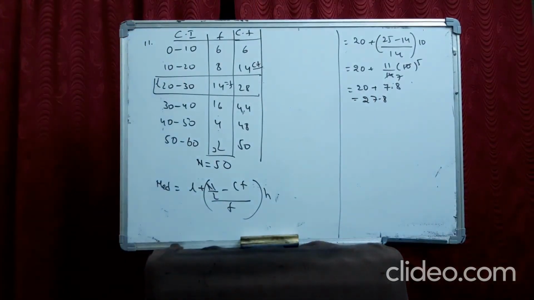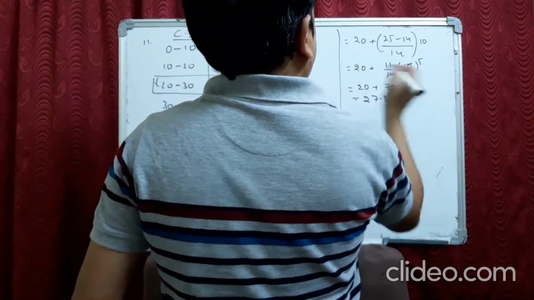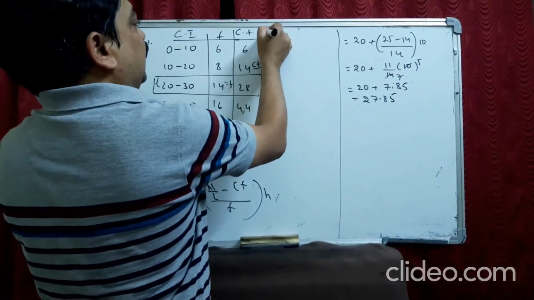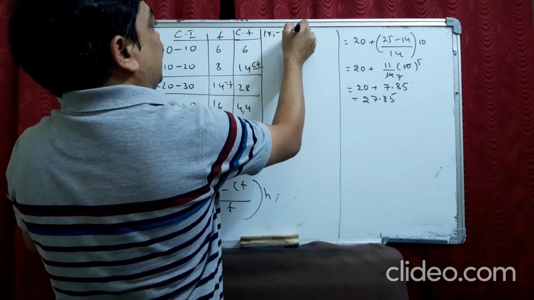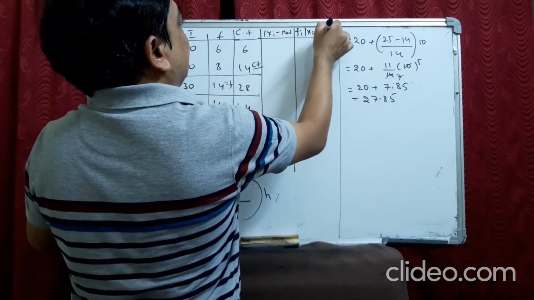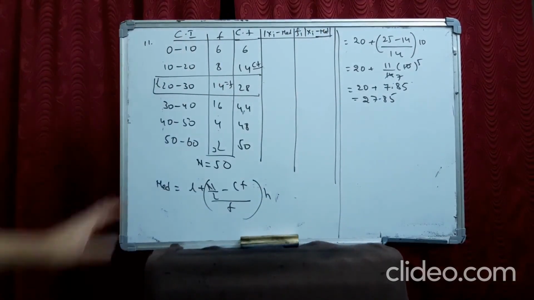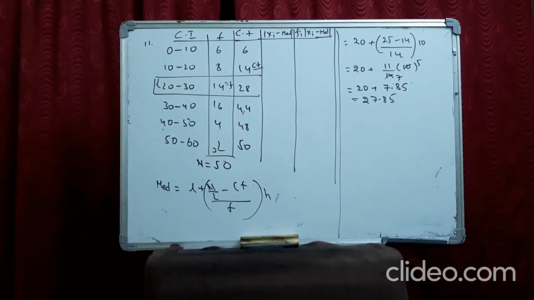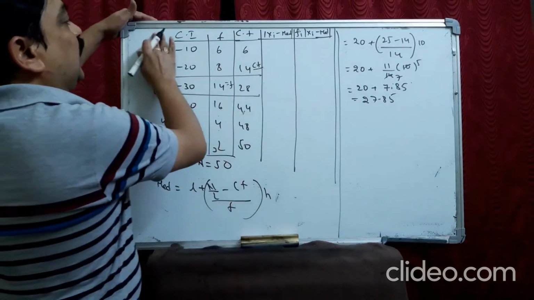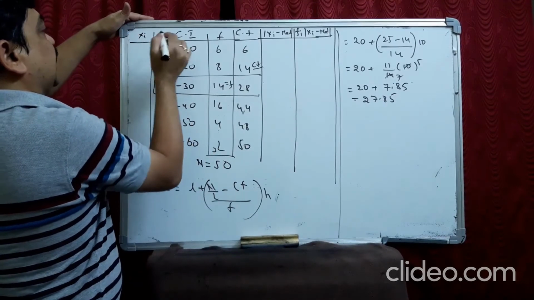Okay. Now he has taken 27.85. Now what is the table required here? Xi minus median and also fi into mod xi minus median. Now I'll calculate all this and put it there. To find this we need xi, no? Okay, let us put the xi value here.